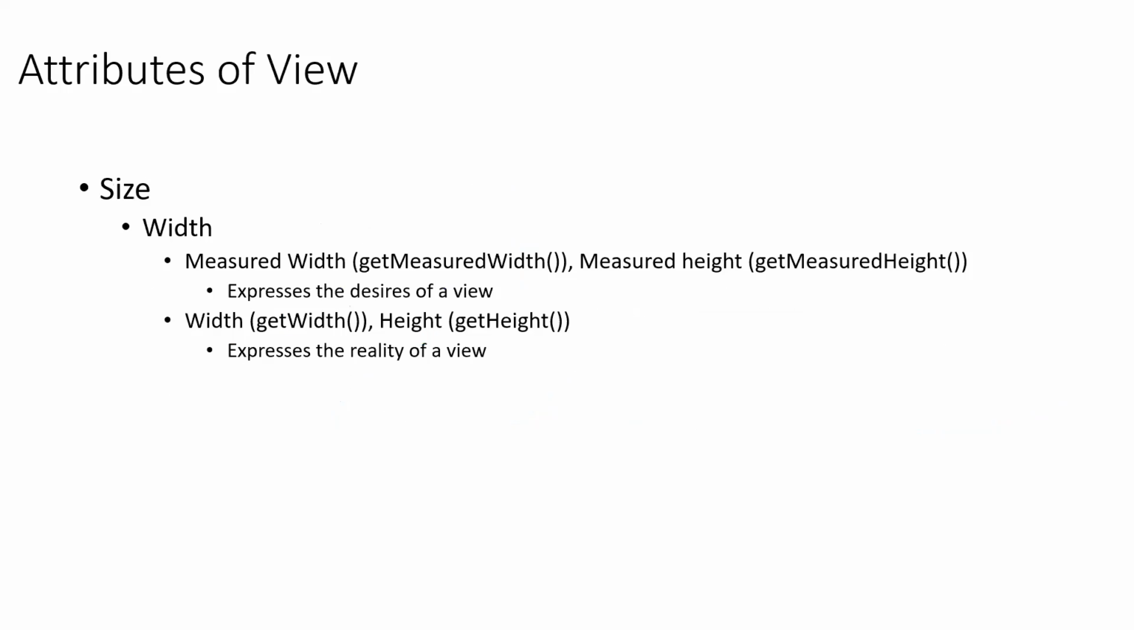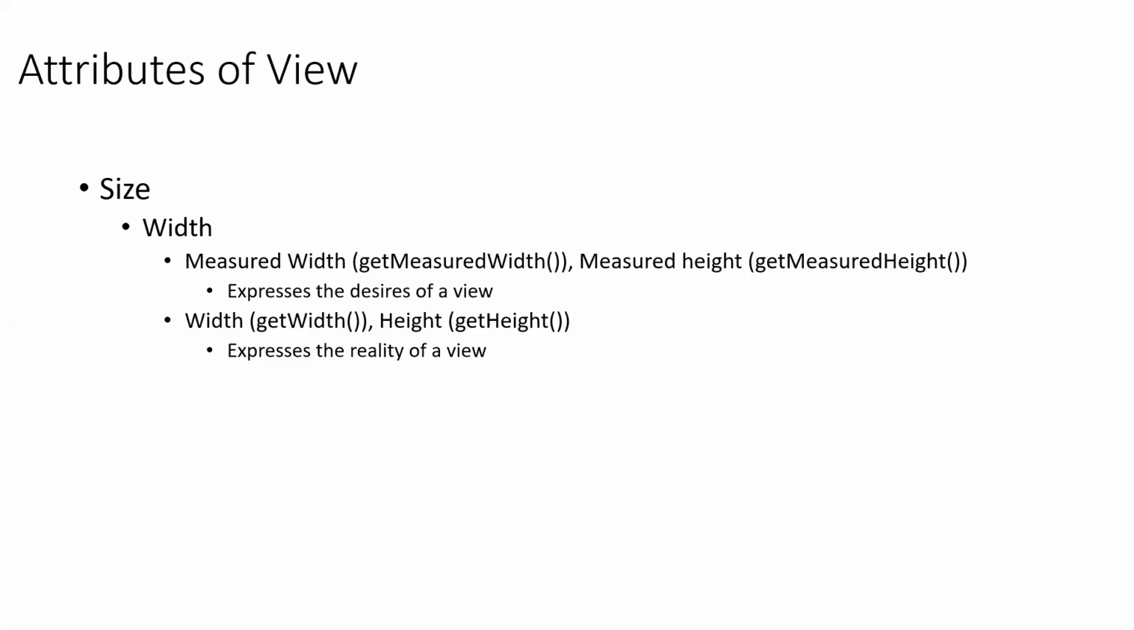So the next attribute is size. Okay. So size is represented in the form of width. There are two kinds of width. One is a measured width, the other is a normal width. A measured width is used to express the desire of a view. It tells the parent, hey parent, I want to be this big. It expresses the desire of a view.